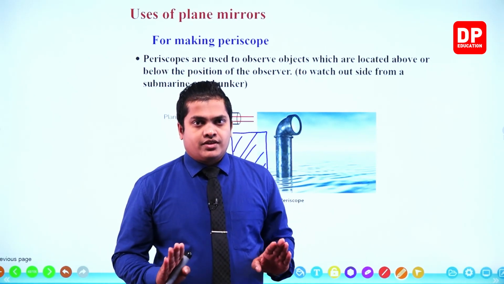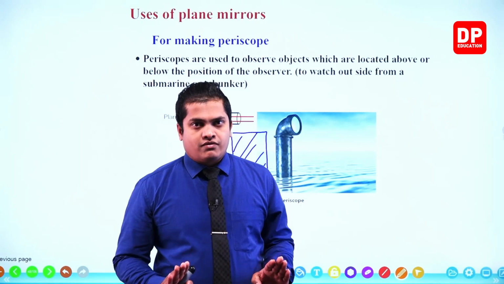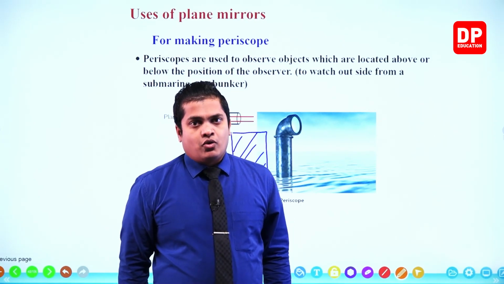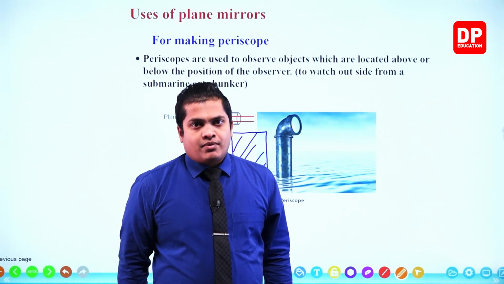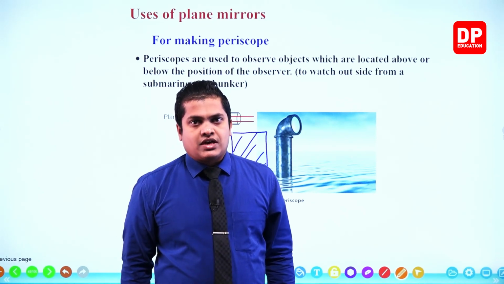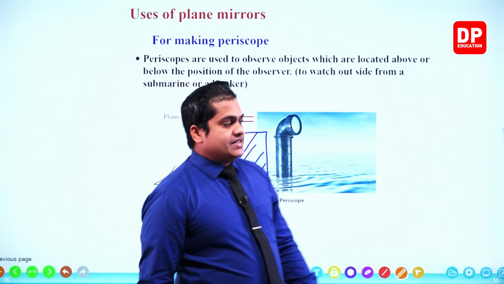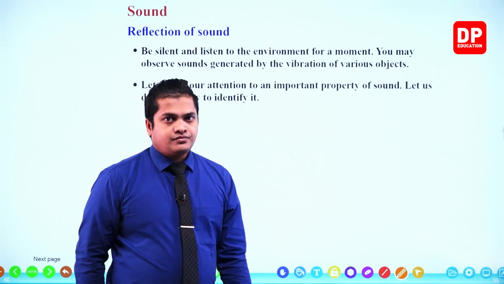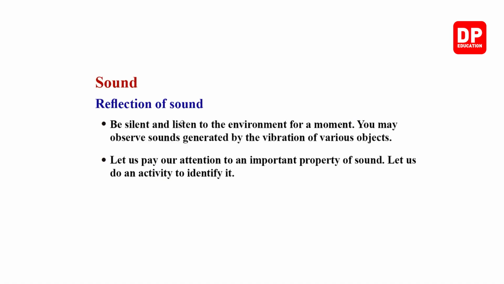So we have finished the reflection of light, and now it's time to discuss the second main type of wave which we are going to study within this lesson. This is regarding, my dear children, sound. You know that sound is a type of energy, and sound is produced because of vibrations. Sound is produced because of vibrations, my dear children.